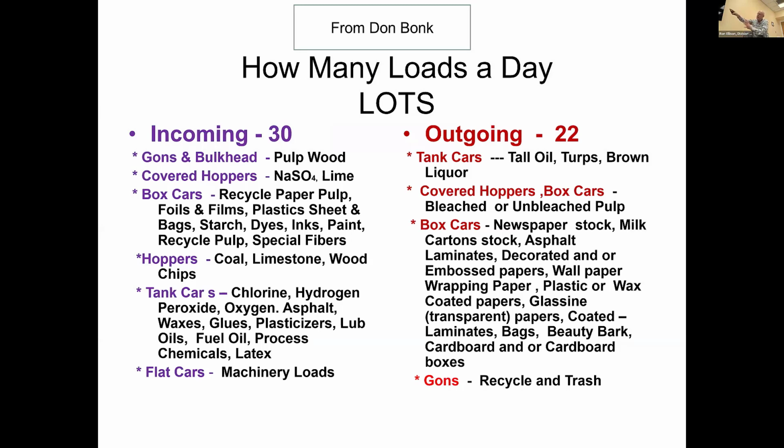And again, we can narrow down the tank cars and look at the different products: chlorine, hydrogen peroxide, oxygen, asphalt, waxes, glues, pesticides, all these things, and break that down even more. Then outgoing per day, 22 outgoing cars. Again, as an off product, a waste product, tall oil, brown liquid were things that came out of there, turpentine. Covered hoppers, box cars, things that were going out, finished products. The box cars here, all the finished goods, recycle and trash, again, waste going out and those things. So incoming every day, 30 cars, outgoing every day, 22 cars.